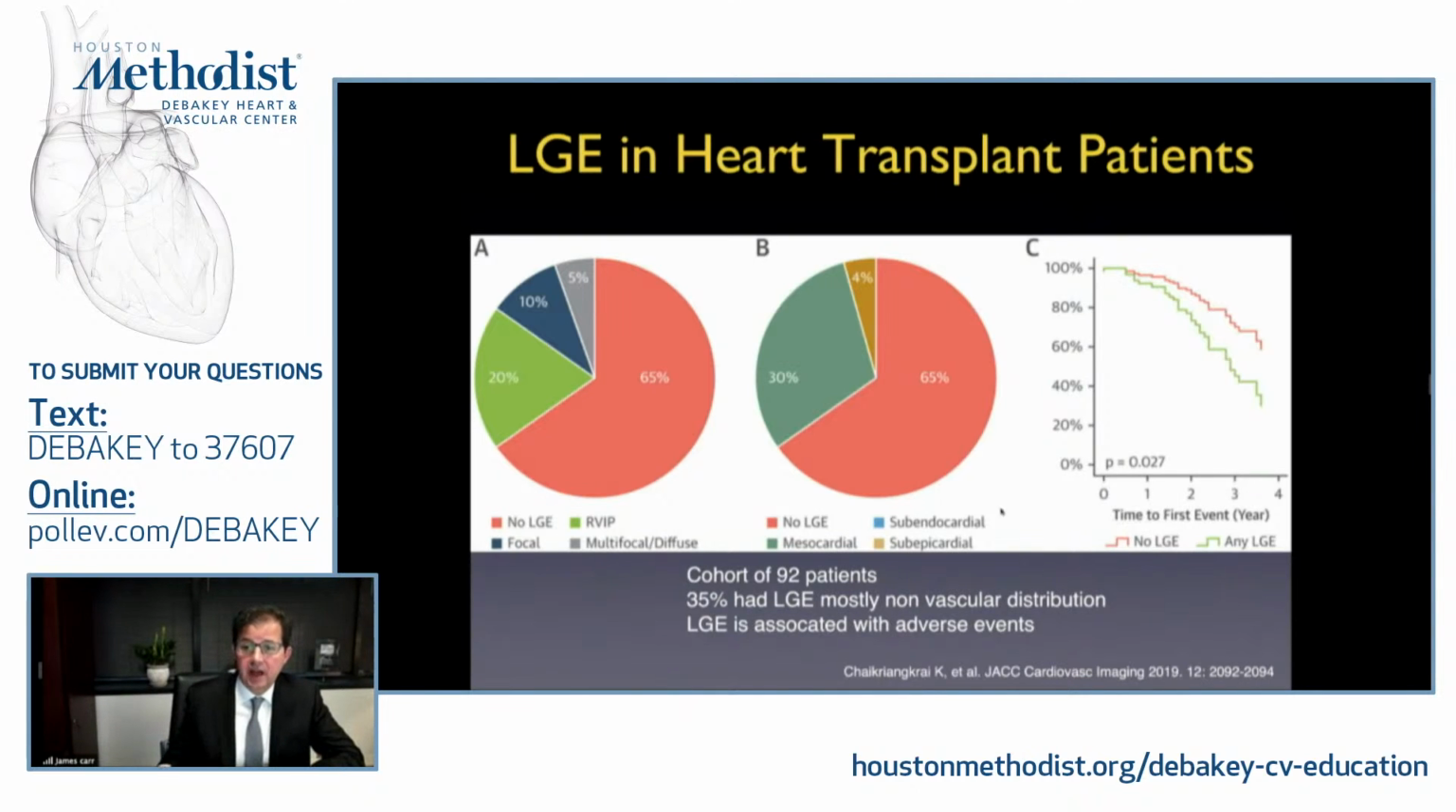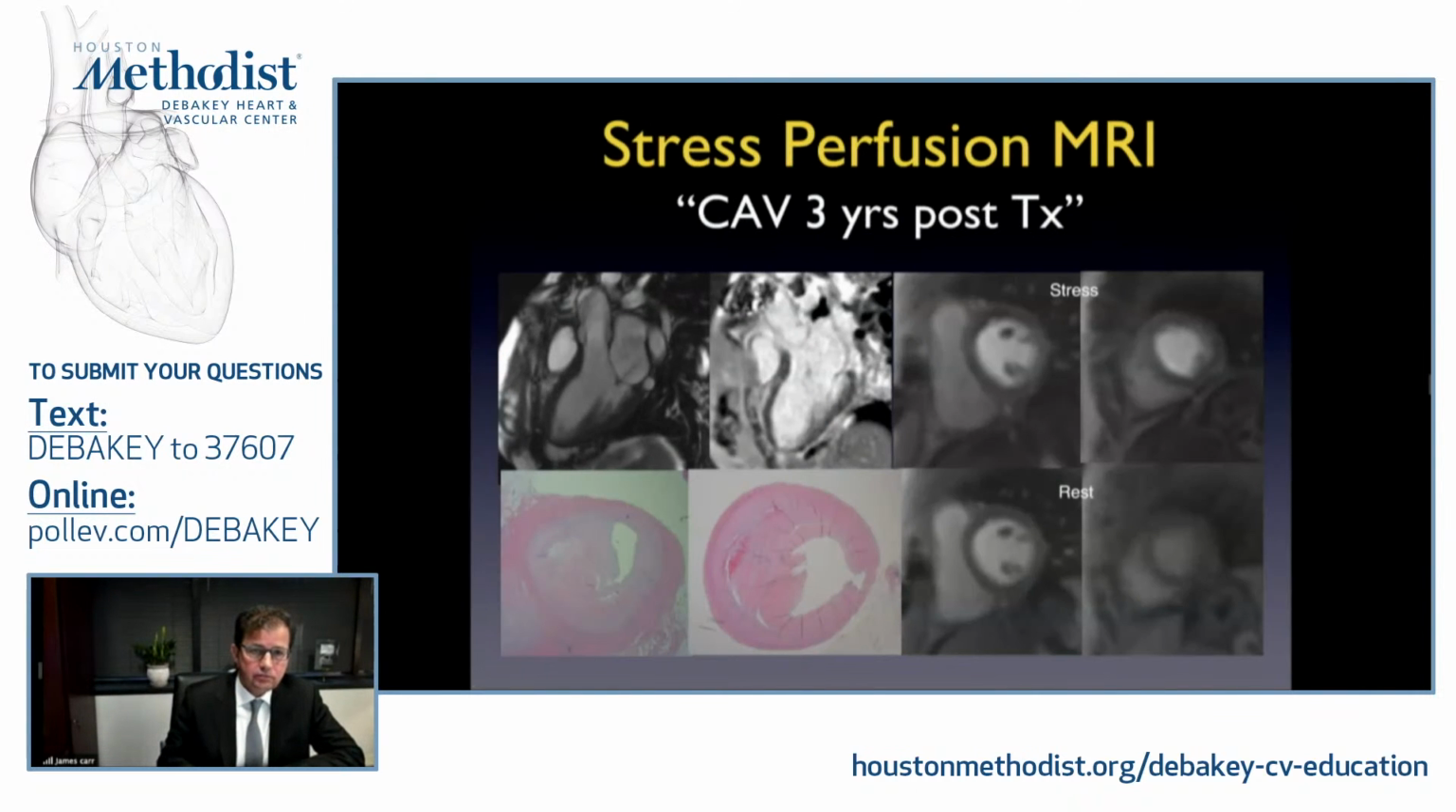And again, those that had LGE had a worse outcome over time compared to those that had not. So that's just similar to all other types of pathology. Any type of pathology where you detect LGE has a worse prognosis over time. This seemed to hold true for the transplant population.